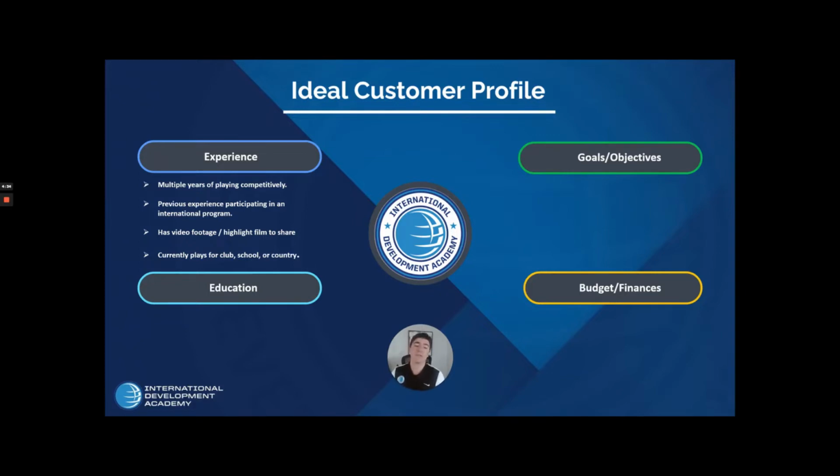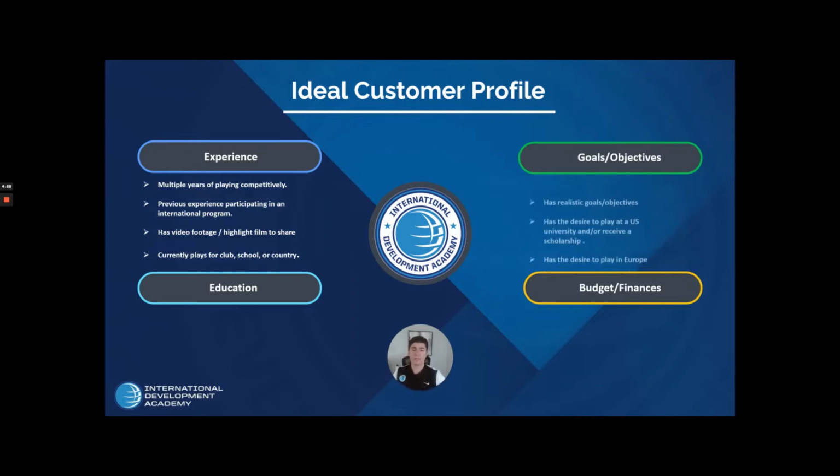Now, do they have video footage or a highlight film? This is important because it means they're doing the things necessary. They're taking footage. If they have a highlight film, it means they have the mentality that they want to use that to get to the next level. Oftentimes that means maybe a university scholarship in the US, or they want to send it to clubs, but they're passionate about their performance and they fit because that's exactly what we do at IDA.